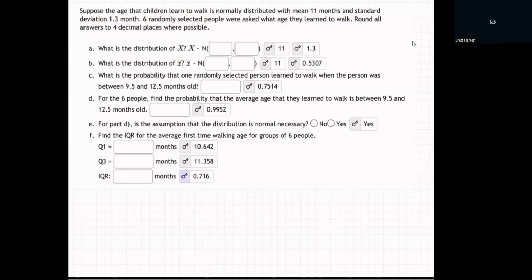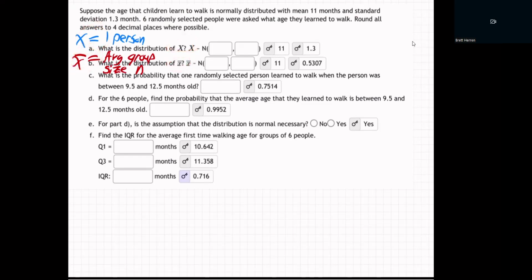Okay, here's the first thing to know. Whenever they have X, that's for one person or item. And when they have X bar, like on part B, X bar is the average for a group of size n. So it's like if I said, hey, what did you get on the last exam? That's one person, versus what was the average for the class on the last exam? So X bar is always the average of a group. Regular X is just one person.